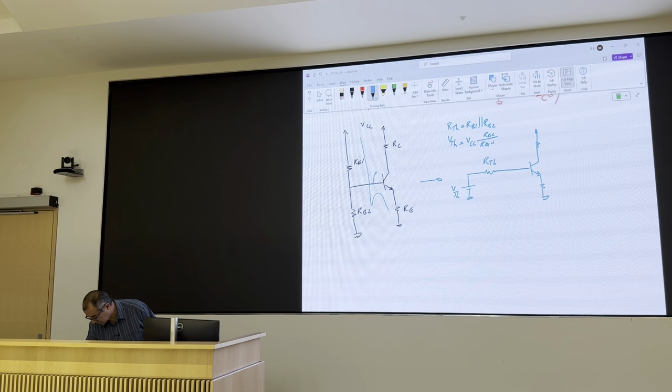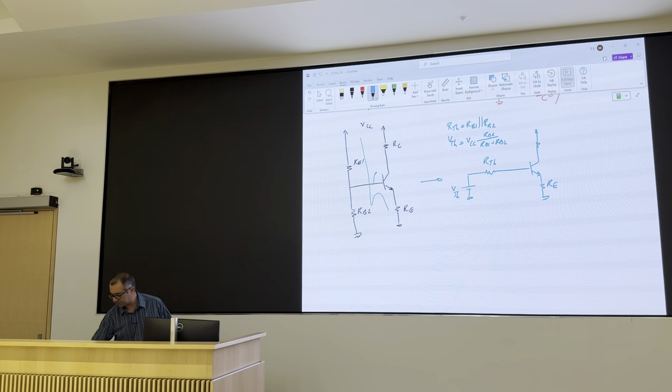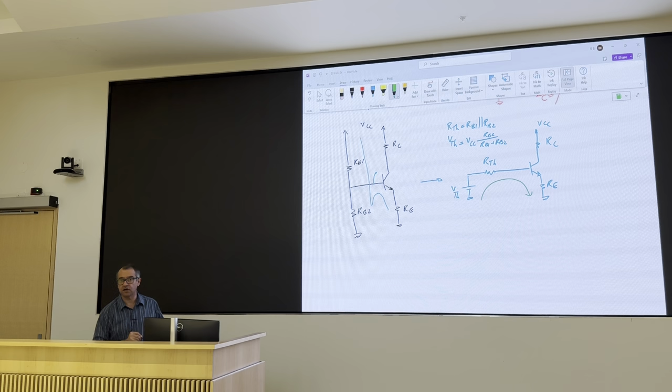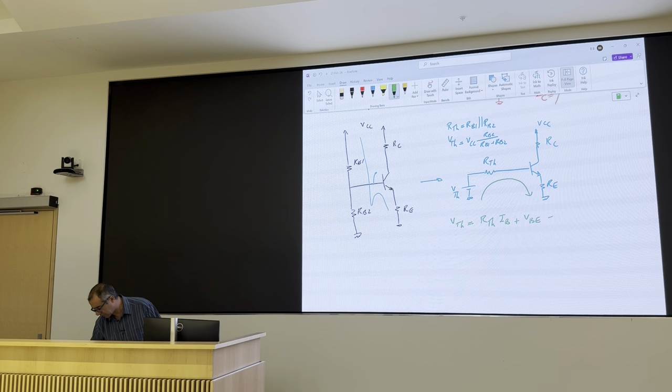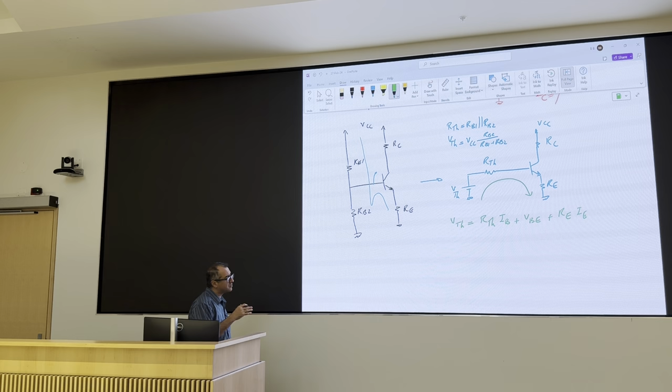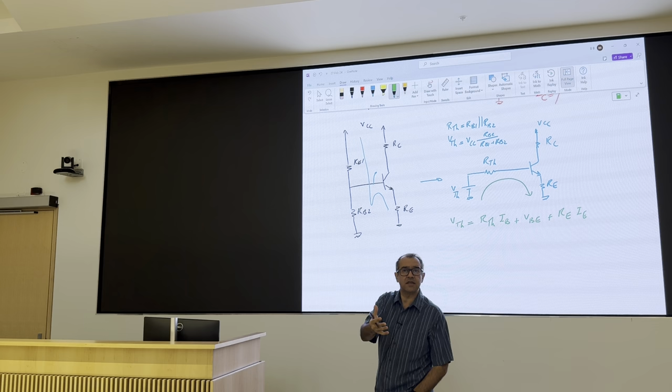And then I have this resulting circuit. Okay? And by now, I'm hoping that you don't need to think to solve this problem, right? All I need to do is write a single KVL, and we use constant voltage drop models. This is our preferred model for hand calculations, right? You have one equation, one unknown.